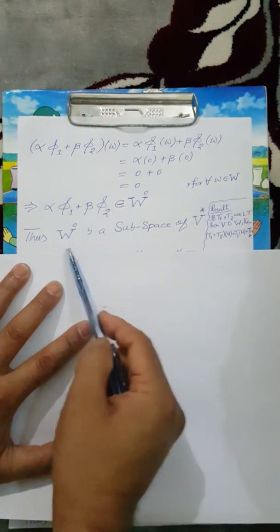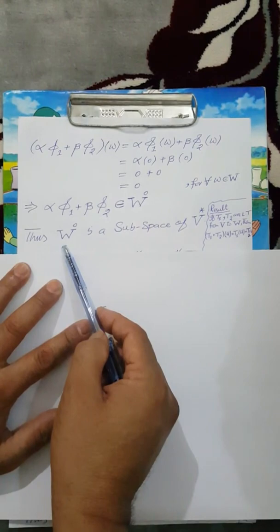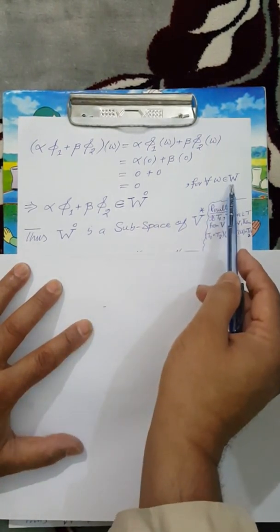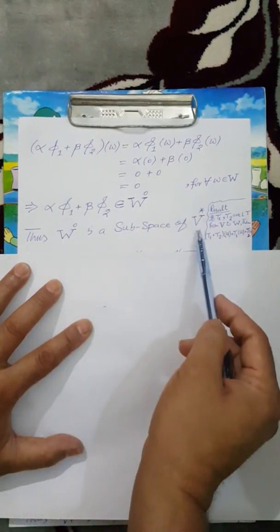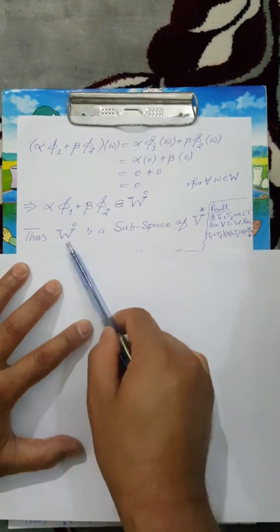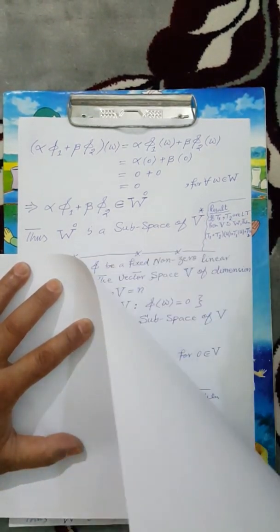Therefore, W° satisfies the conditions of a vector space over the field F, and W° is a subset of the dual space of the vector space V over the field F. Therefore, W° is a subspace of the dual space of the vector space V over the field F.